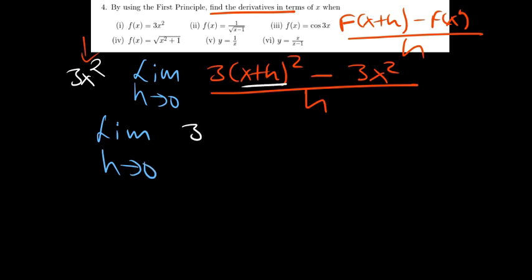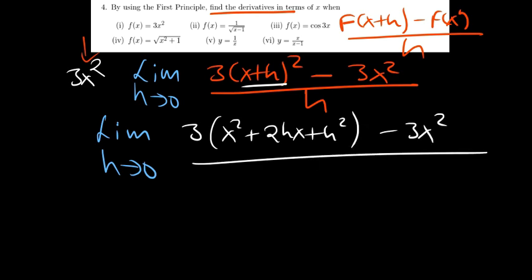So expand what's in the brackets. You're going to have x squared plus 2hx plus h squared, and then minus 3x squared over h. Now next step, we can distribute the 3.